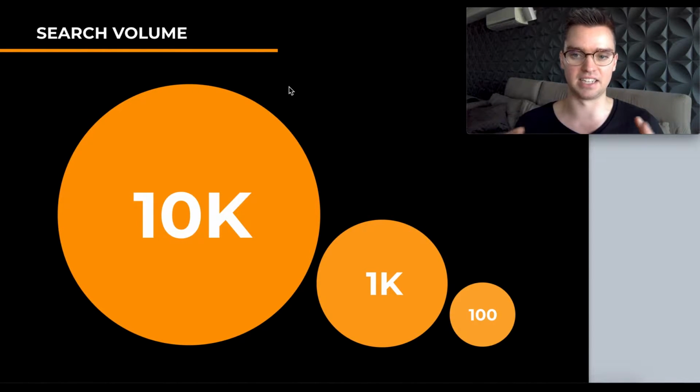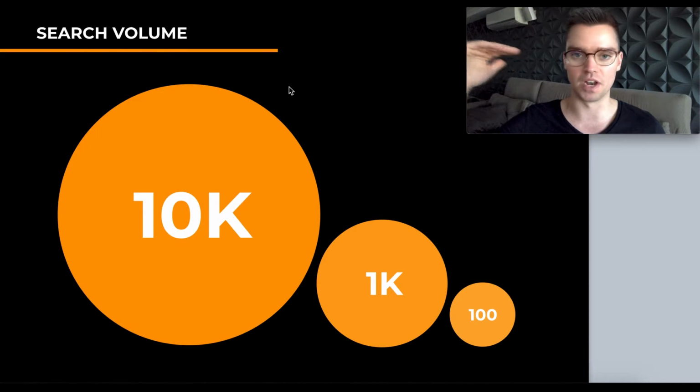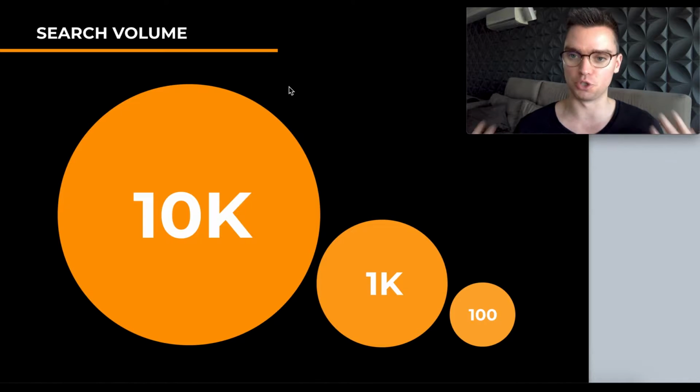And then, taking a step further, we know that each keyword has different positions: the number 1 listing on that keyword, number 2, number 3, and so on, up to 48 on the first page. Each keyword also has different search volume, which we all know. So for example, there could be one keyword that has 10,000 searches per month, another that has 1,000 searches per month, and yet another that has only 100 searches per month.